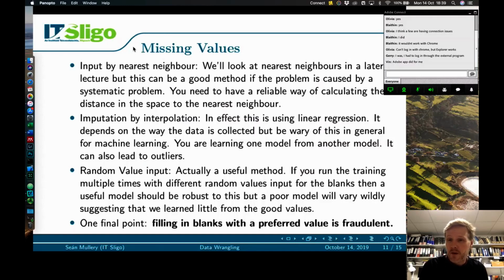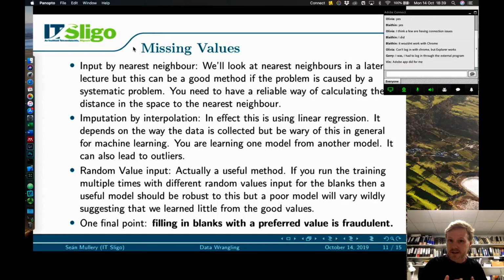You can input by interpolation. In other words, if you have two data points and you know that those data points are some distance from each other, you can try and find within that space, however many features are in that space, a point in between by interpolation. Normally by a linear interpolation. So what you're effectively doing is you're using linear regression between two data points in order to try and find a straight line between them to pick the point in the missing space. In effect, this is using linear regression.